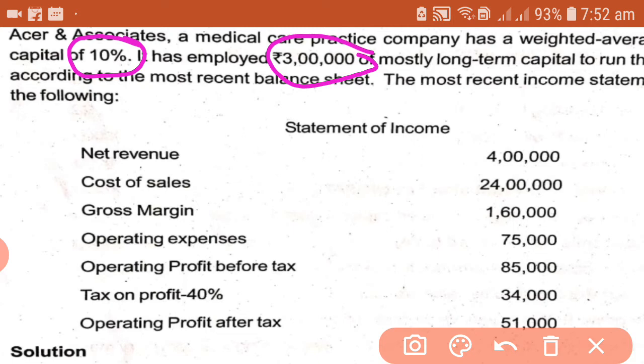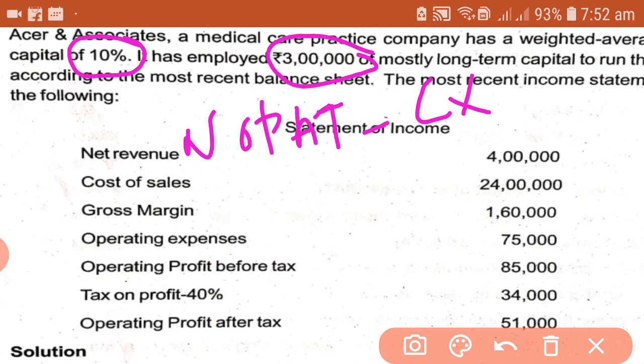We know for the calculation of EVA, we need 3 items as far as this is concerned. That is, firstly we have to obtain NOPAT. Then from this we have to calculate the cost of capital. That is, here the cost of capital is given and also the amount of capital is given.